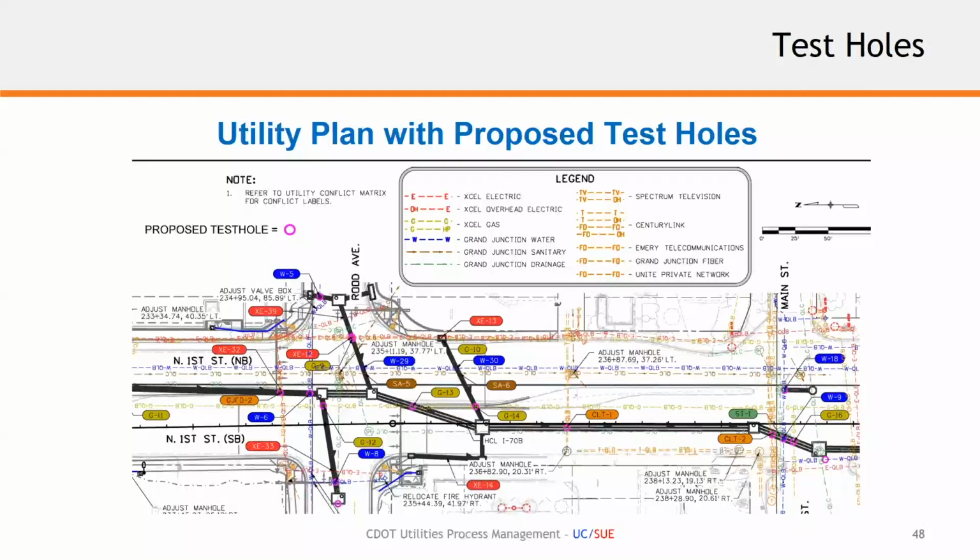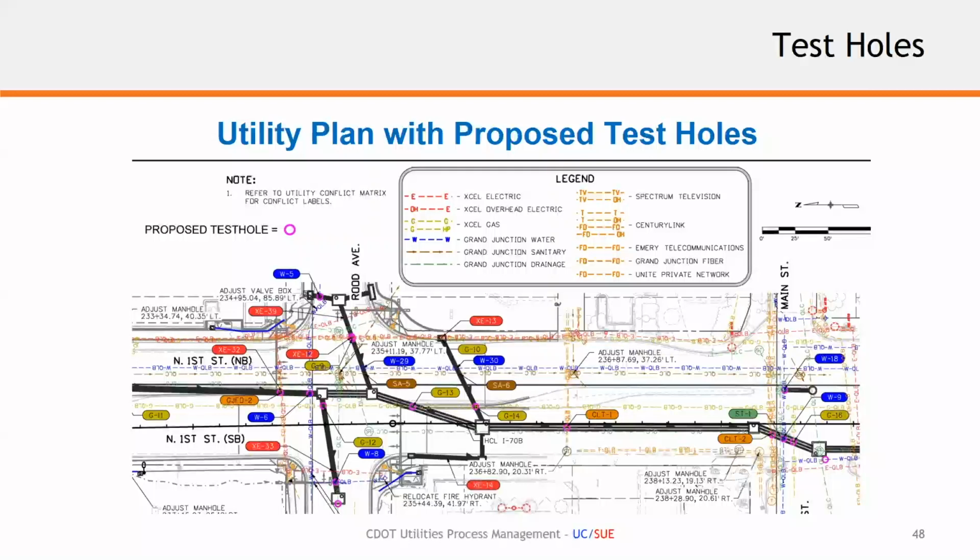So, the proposed test holes is then an SU function that's passed along via the utility coordination team. It's been resolved, and then the SU vendor is brought back in to actually go out in the field and conduct the quality level A investigation as previously discussed.